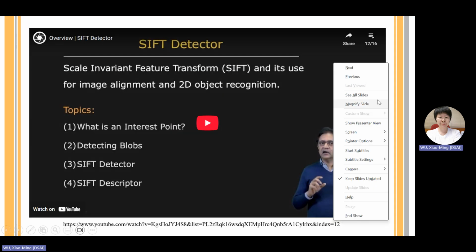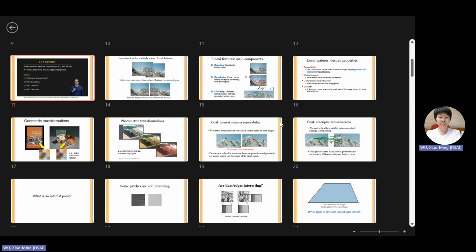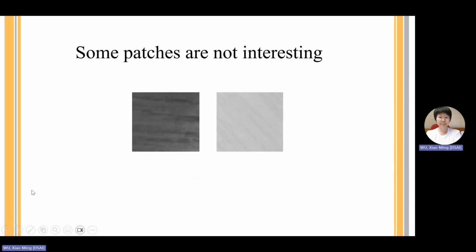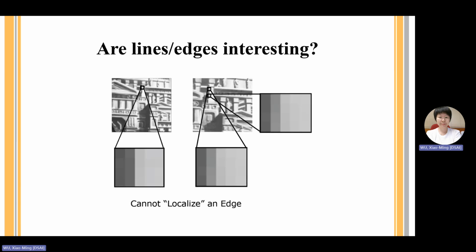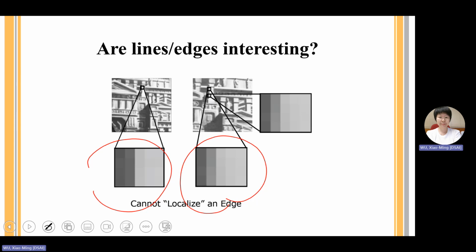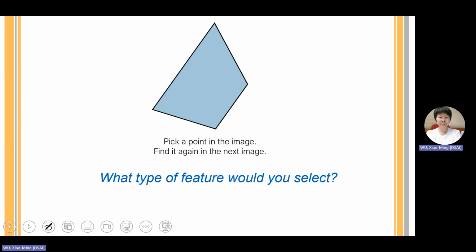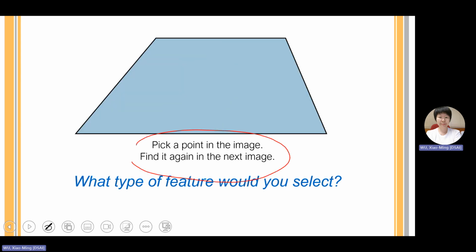Well, let's just spend a few more minutes to identify what is an interest point. Some patches are just not that interesting. For example, edges. You cannot localize an edge, this edge. If you are asked to pick a point in the image and find it again in the next image, which point would you choose?